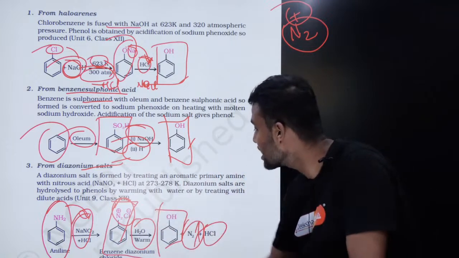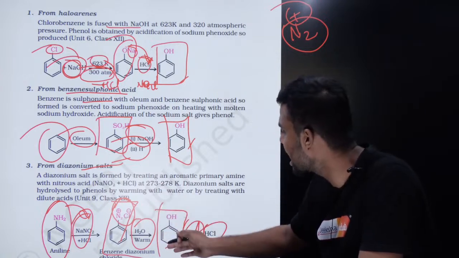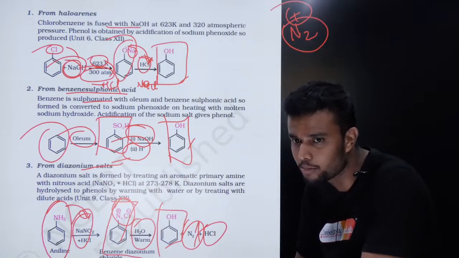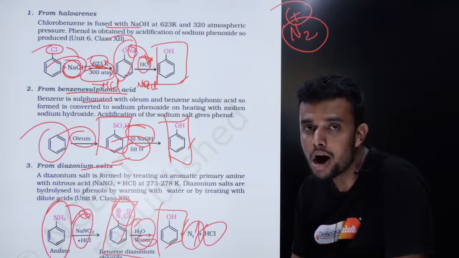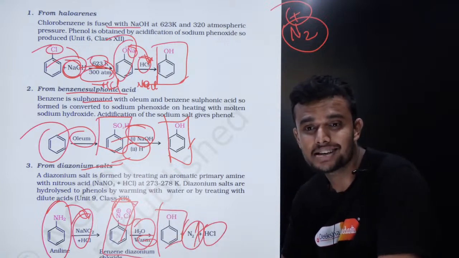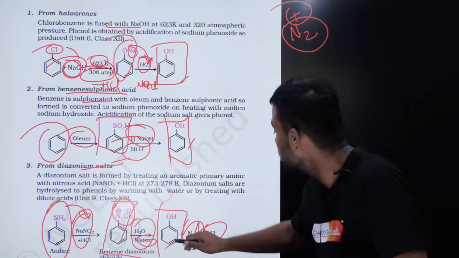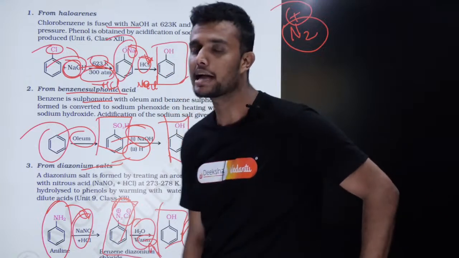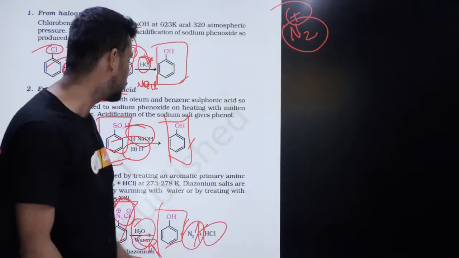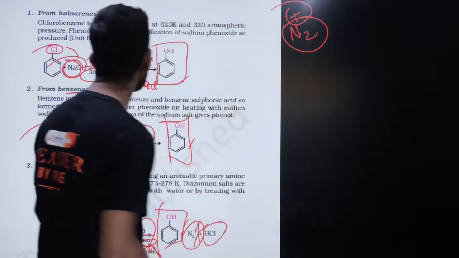After that, it further undergoes hydrolysis, which is nothing but reaction with water. Here we need to warm the compound. Why? Because it is a condition. Very simple. Here we need to warm the compound. Then we obtain the phenol compound. These are the preparations of phenol.